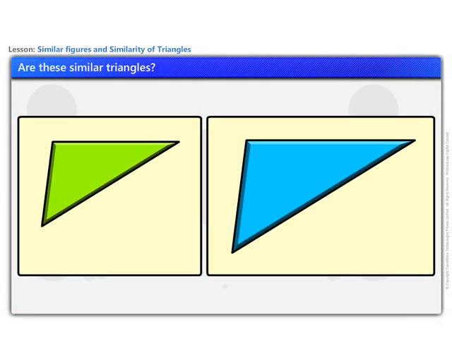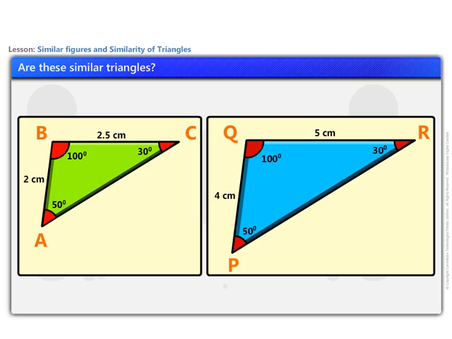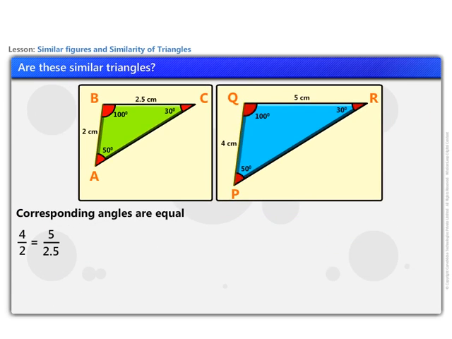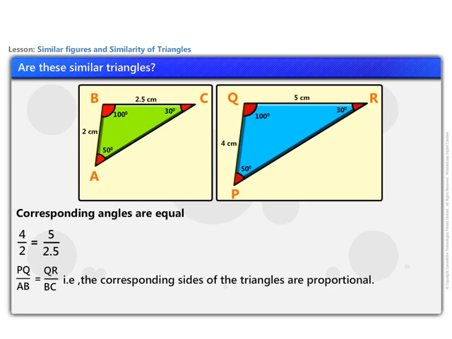Check whether the given two triangles are similar. In triangles ABC and PQR, we see that angle A is equal to angle P, which is equal to 50 degrees. Angle B is equal to angle Q, which is equal to 100 degrees, and angle C is equal to angle R, which is equal to 30 degrees. So, corresponding angles are equal. Now, take the ratio of the measure of the corresponding sides, that is 4 by 2, which is equal to 5 by 2.5. So, PQ by AB is equal to QR by BC, that is, the corresponding sides of the triangles are proportional. So, triangles ABC and PQR are similar.